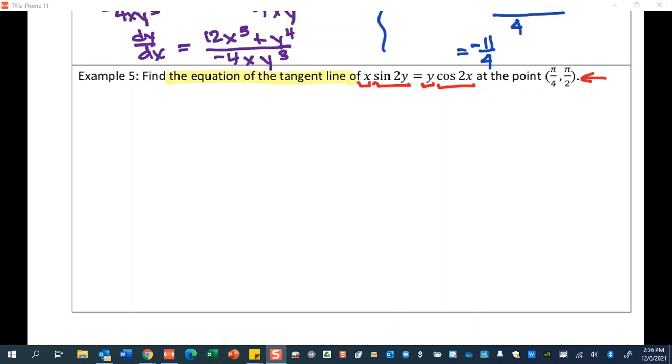In order to write the equation of the tangent line, I need 2 things. I need a slope and an xy ordered pair. So it looks like I've got to go find that slope, right? Going to take the derivative. Double product rule. Are you ready?